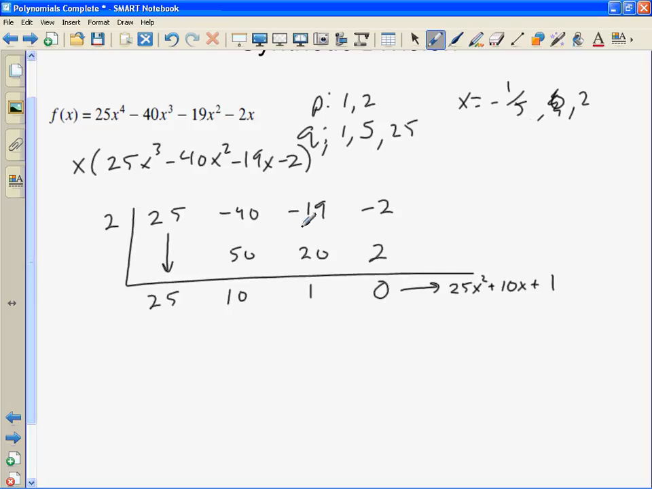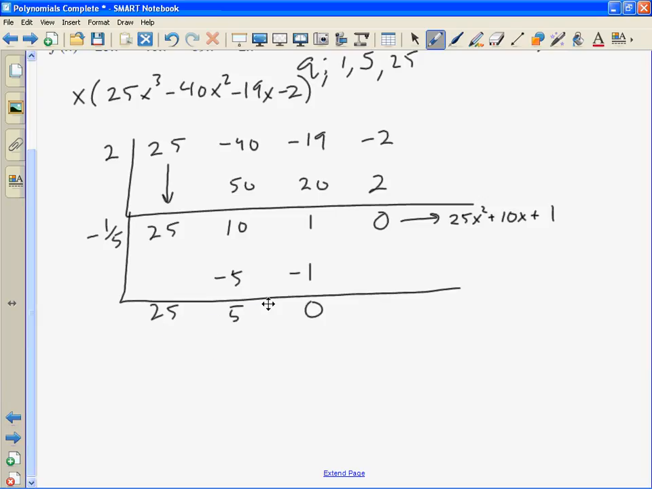Okay, I don't need to do that because I'm going to divide another one out. So I can just add on here and do another synthetic division. Drop the 25, multiply these, that gives me -5. Add these, I get 5. Multiply these, I get -1. Add these, I get 0.